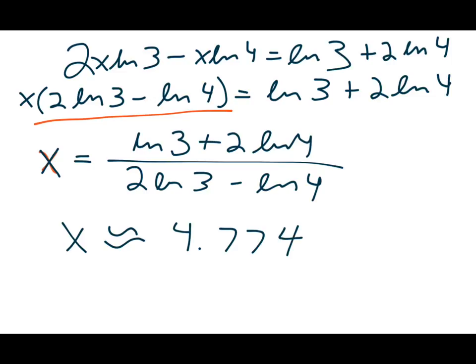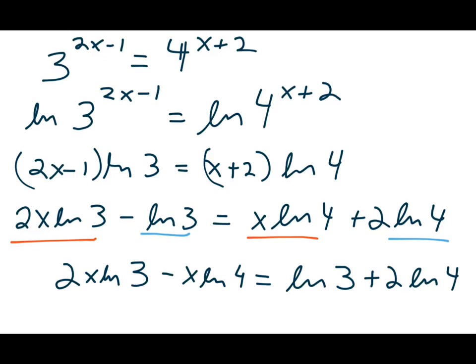The trick was, when we start here, if we cannot write these numbers to be the same base, start by taking the natural log of both sides. And that could be any log. You could do natural log, log base 10, whatever. And this is how you do it. And then just start following your log properties to solve it from there.